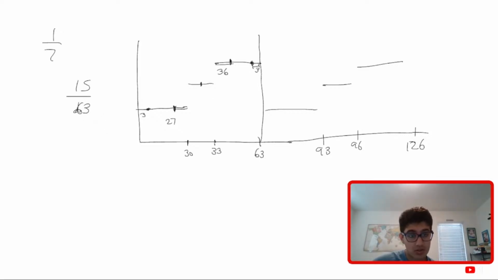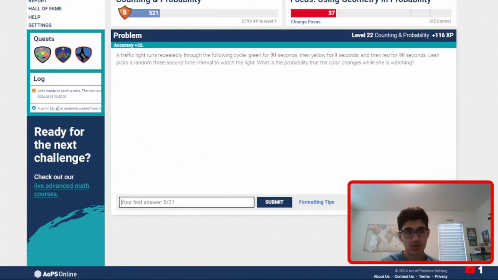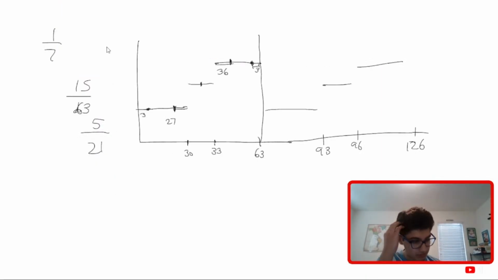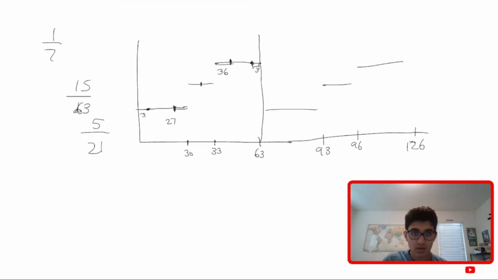If you take out a 3, you get 21 and 5 over 21. So it should be 5 over 21 then. Come on. How is this wrong? So okay, 27 works. Obviously that will work. Then 30 obviously works because that's when it's changing. 33 will also work. Anything between 30 and 33 will work.